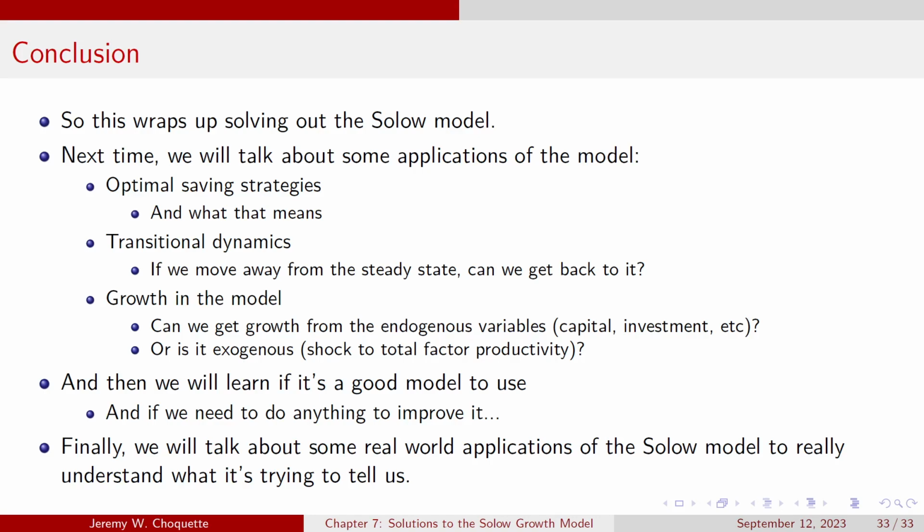Next time, we're going to talk about some applications of the model. Optimal saving strategies, what that means. We're going to talk about transitional dynamics: if we move away from a steady state, can we get back to that steady state, or do we continue to drift further and further away from it? And then we'll talk about growth. Can we get growth from the endogenous variables, capital, investment, things like that, or is it exogenous, such as a shock to total factor productivity? I want to spoil the surprise, but I'm going to let you sweat it out for 2 days, and we'll talk about it on Thursday.